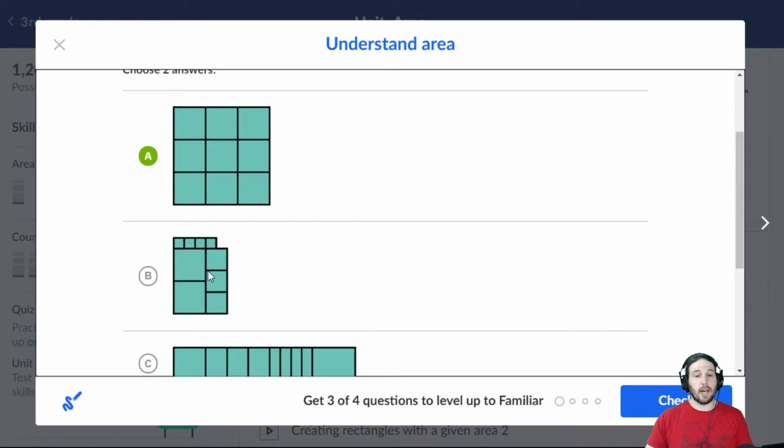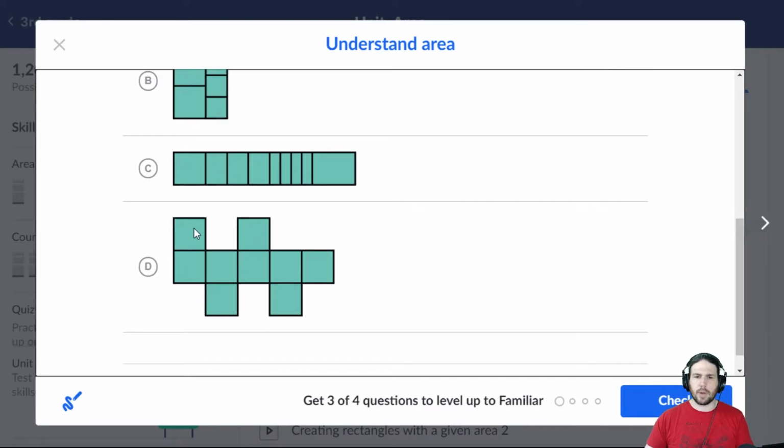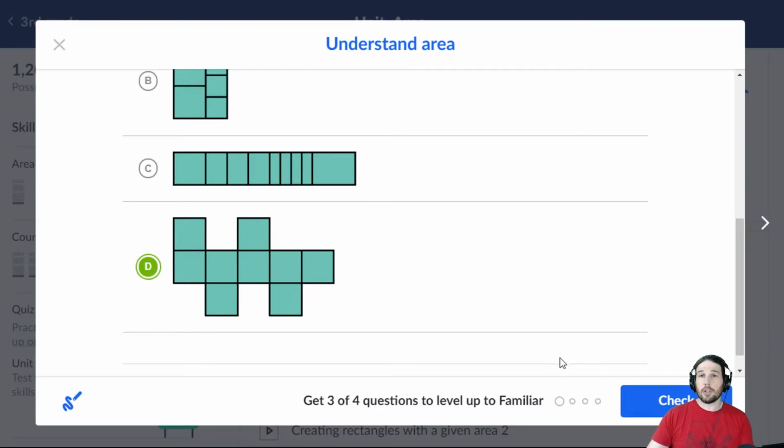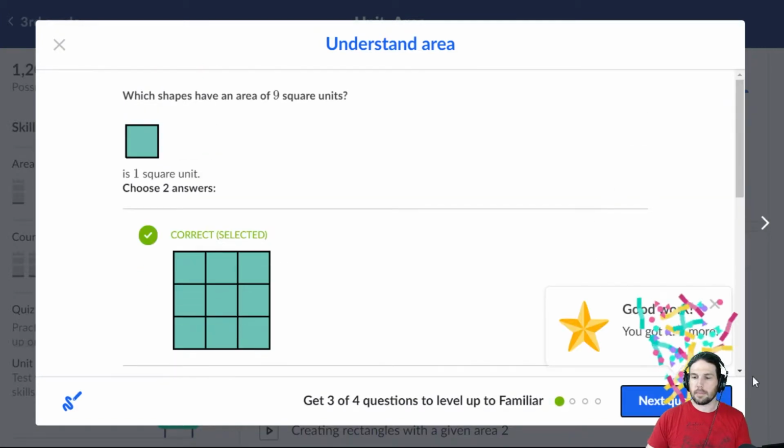This one is clearly not, because they're not all the same size. This one's not, because they're not all the same size. But oh, how about this one? 1, 2, 3, 4, 5, 6, 7, 8, 9. This also, even though it's a completely different shape, has an area of 9 squares. And it does indeed say choose 2 answers.